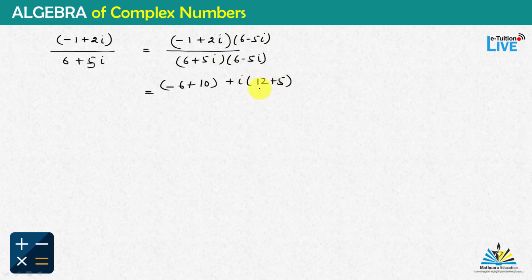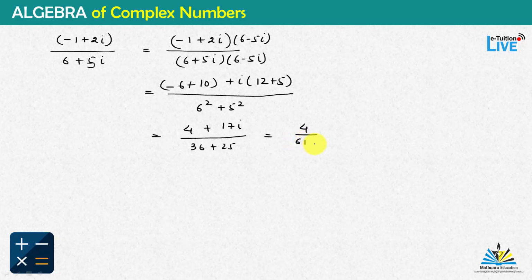This is the multiplication at the numerator, and at the denominator we will get 6 square plus 5 square as per the formula. So here we are getting 4 plus 17 iota by 36 plus 25, that is 4 upon 61 plus 17 iota upon 61. So this is of a plus iota b form, and this is the division of minus 1 plus 2 iota by 6 plus 5 iota.